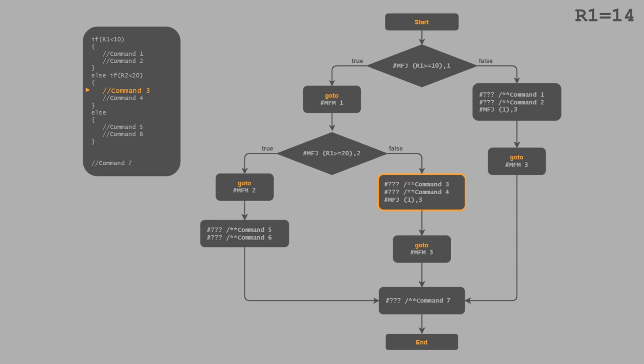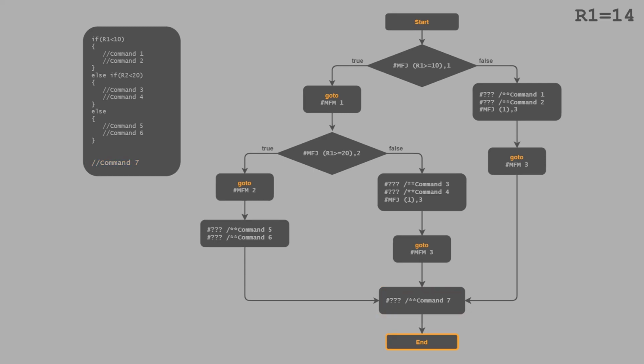However, we cannot perform all commands to the end of the macro, because the commands of the else branch still follow as well. We must therefore jump after the commands we want to execute. For this purpose, we also use the jump command mfj with the condition 1, which is always true, and we jump to marker 3. At the end of the macro, further commands can be processed. In our case, command 7 is called.